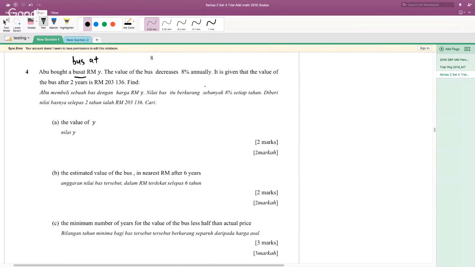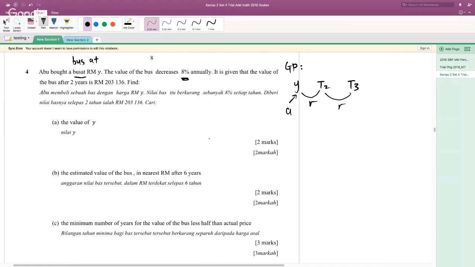The value of the bus decreased 8% annually. It's given that the value of the bus after 2 years is 203,136. Find the value of y. Okay, so whenever you see percentage, most of the time this is GP. So when you bought the bus the price is y, which means this is A, or you can call it first term. And after one more year, you will go to the second term. After the second year, you will go into the third term. All right, this is the logic.